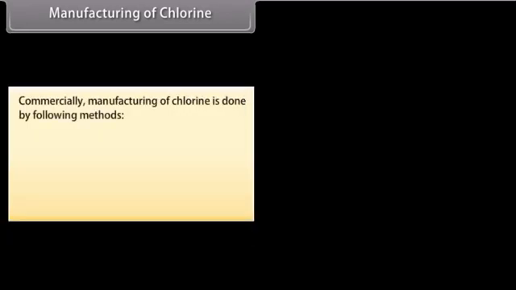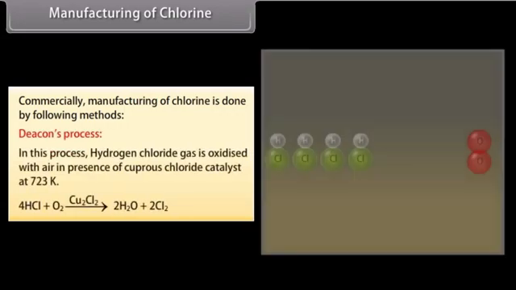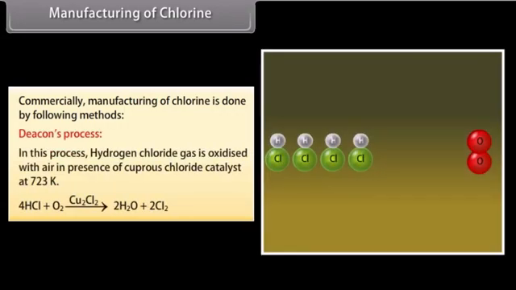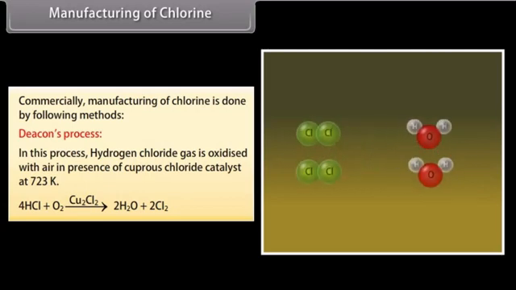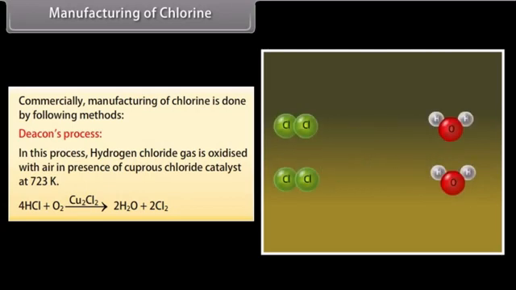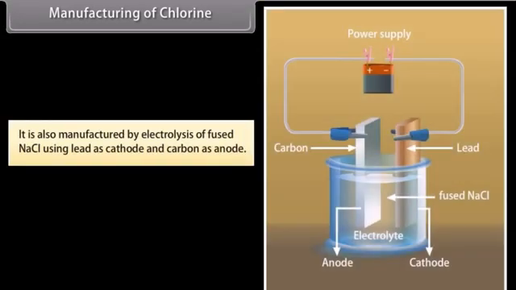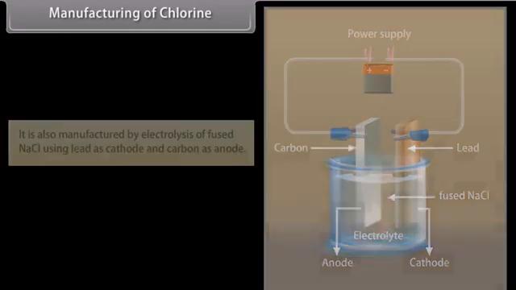Manufacturing of chlorine. Commercially, manufacturing of chlorine is done by the following methods. Deacon's process: in this process, hydrogen chloride gas is oxidized with air in presence of cuprous chloride catalyst at 723 Kelvin. It is also manufactured by electrolysis of fused NaCl using lead as cathode and carbon as anode.